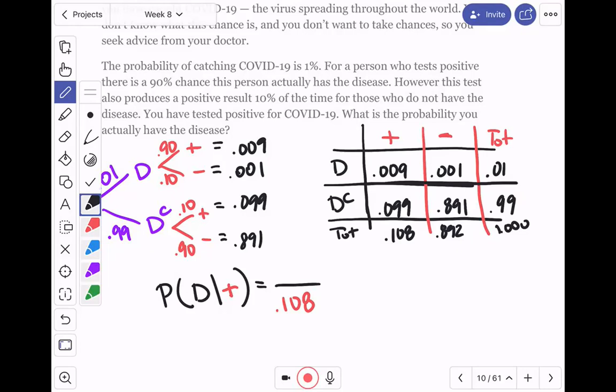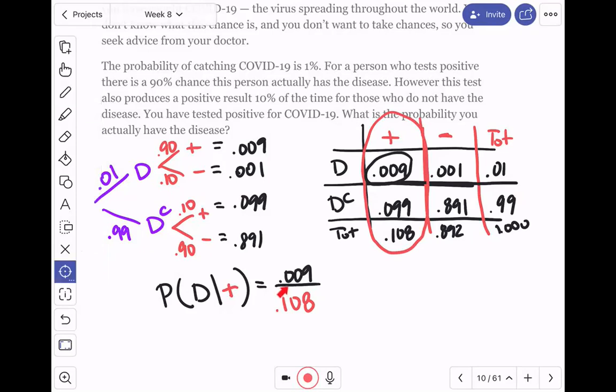So what do we put at the top first? I'm interested in all these positive people to begin with. But after I find those positive people, the ones I'm interested in are the ones that have the disease. 0.009 are the ones that I'm actually interested in, because these people tested positive and they actually had the disease. That's what this is saying.